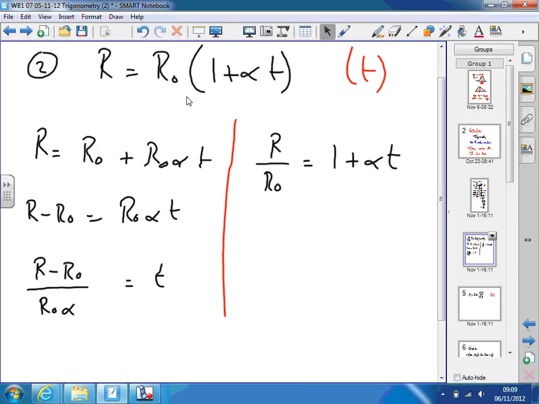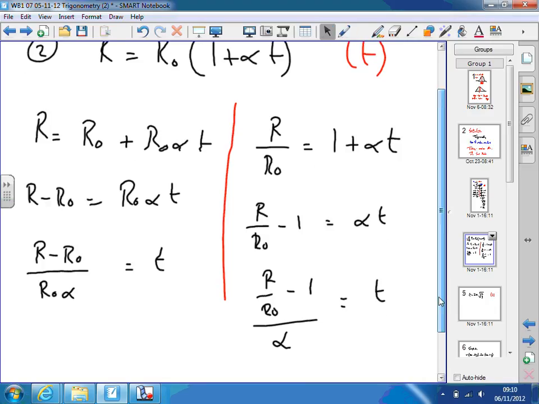Now we're in a similar situation to the one we were in a second ago. Look at T, it's been multiplied by alpha and then 1 plus. First we'll get rid of the 1. R over R0 minus 1 equals alpha T. And then divide both sides by alpha. So we get that R over R0 minus 1 all over alpha equals T. And that would be the answer.